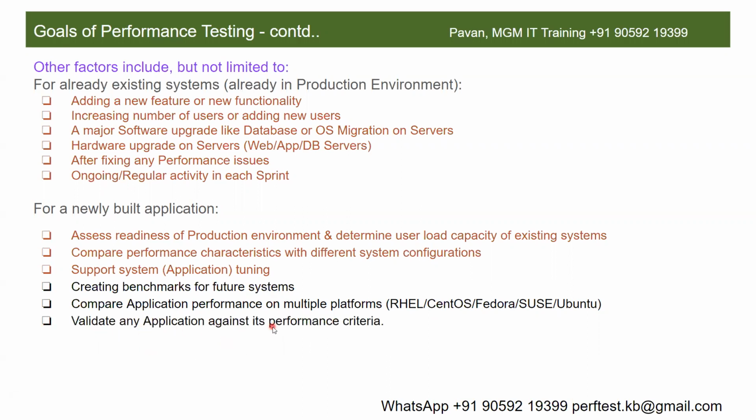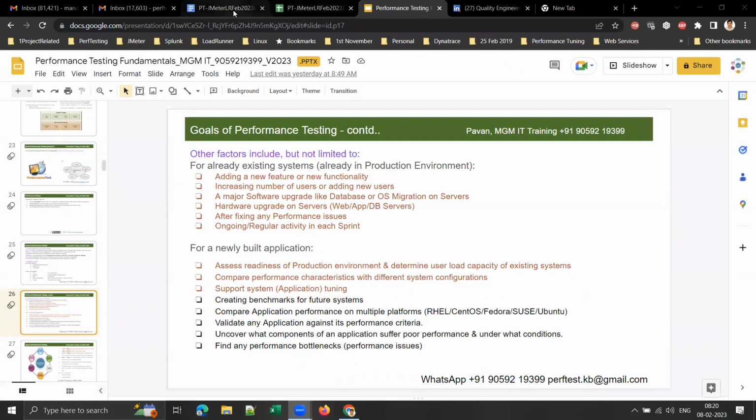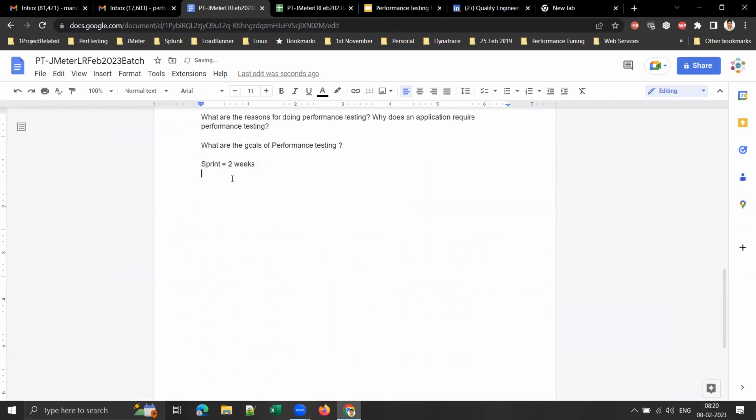And validate any application against its performance criteria. What is meant by performance criteria? If you take the same example of a bike or a car, let's say you have a 150cc bike or 200cc bike, and it should have a pickup of 100 kilometers per hour in, say, 2 seconds. This is the performance criteria of that vehicle: reaching 100 kilometers per hour in 4 seconds or 3 seconds, whatever it is. This can be one of the performance criteria of that bike.